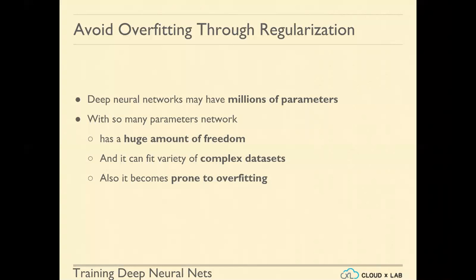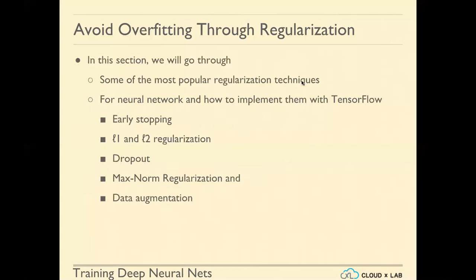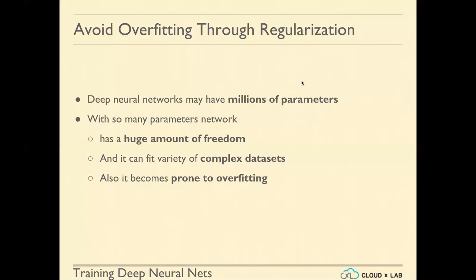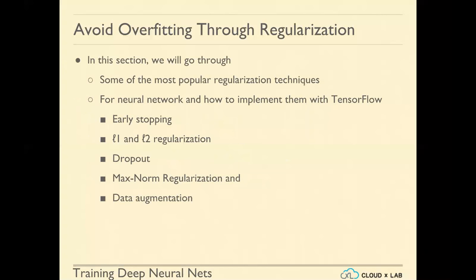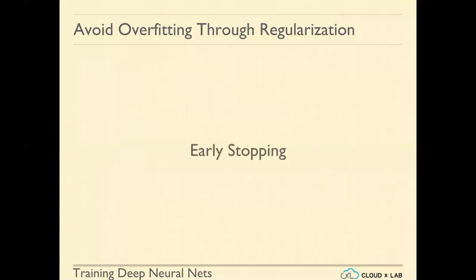Neural nets are very much prone to overfitting. So in this section, we'll go through some of the most popular regularization techniques. We'll start with early stopping, then we'll talk about L1 and L2, and then we'll talk about the most important one, called dropout. So the first one is early stopping.